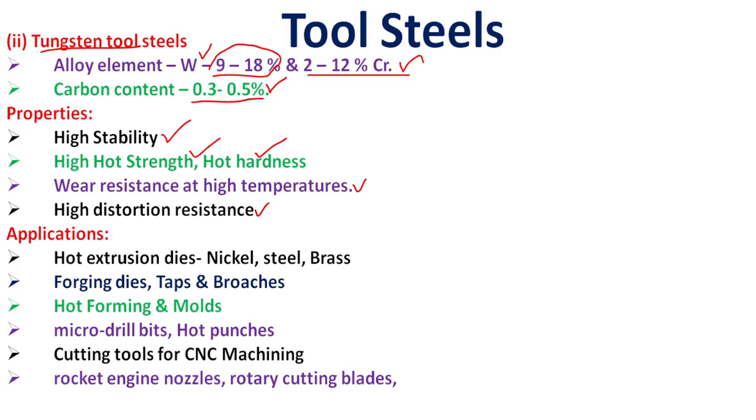The applications are hot extrusion dies for nickel, steel and brass material, forging dies for taps and broaches, hot forming and molds, micro drill bits and hot punches, cutting tools for CNC machining, rocket engine nozzles and rotary cutting blades. It is mainly used for rocket engine nozzles and rotary cutting blades in tungsten tool steels.